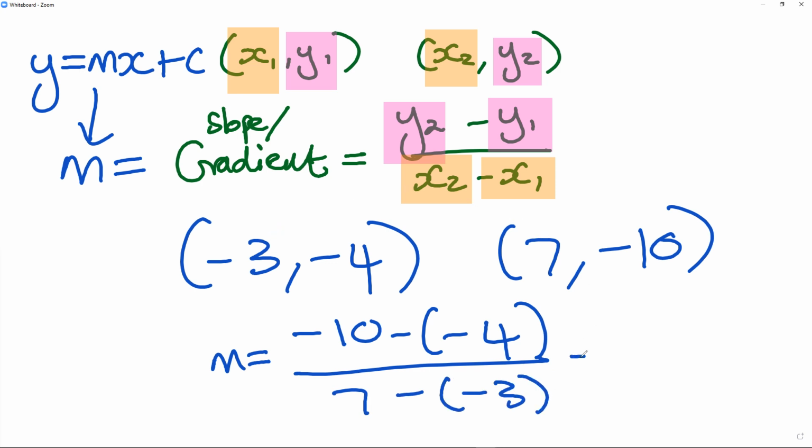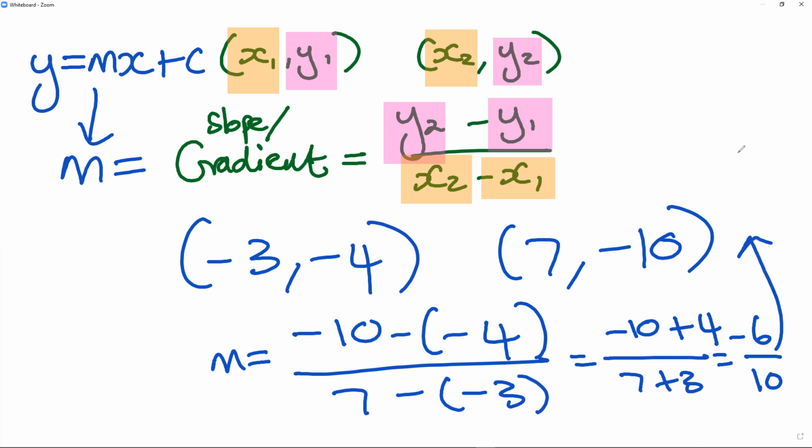Going back this way, that's going to be equal to negative 10 plus 4. And this is 7 plus 3. And that comes to negative 6 over 10, which is basically negative 3 over 5. Negative 3 over 5. Again, negative gradient.